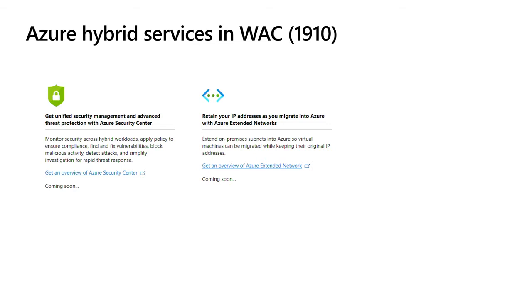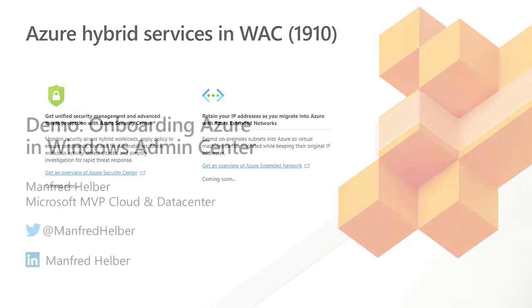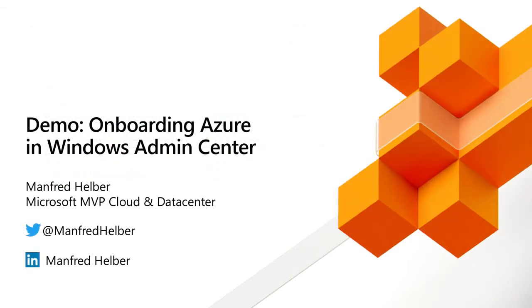And we have Azure Extended Network, because when we use hybrid services and put virtual machines on the on-premises infrastructure and also in the cloud, we always have to think about how to connect them to each other, and this configuration can help. When we want to run Azure hybrid services together with Windows Server and configure it via Windows Admin Center, the first thing we have to do is onboard the Azure tenant we want to use into the Windows Admin Center. And this is what the first demo video will show us.